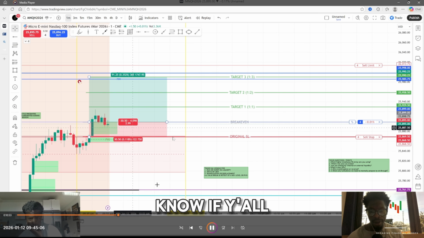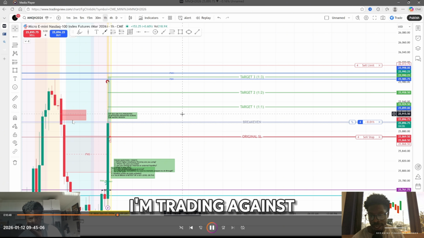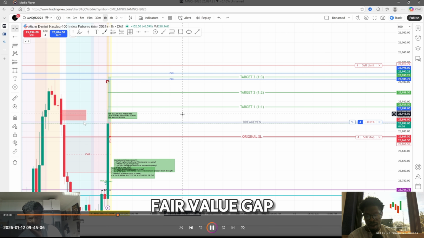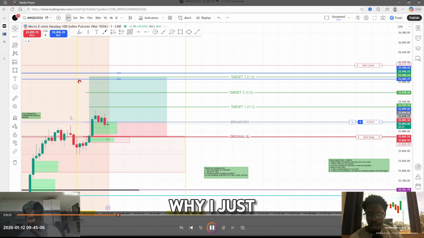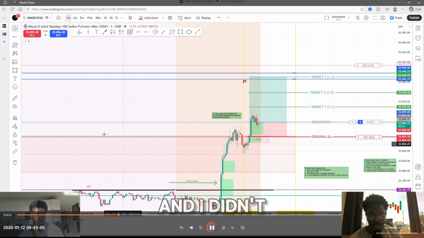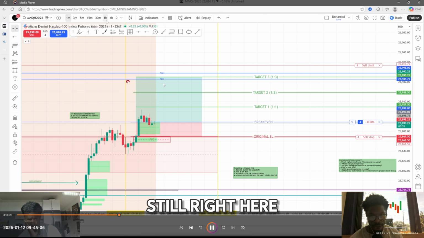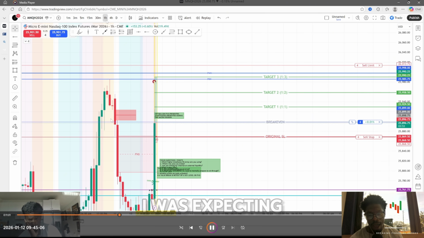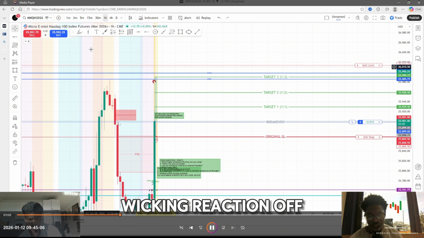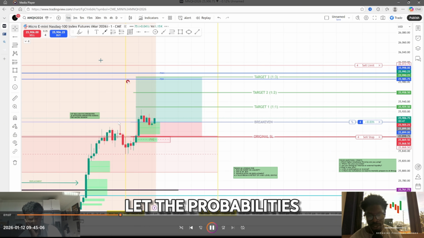So I don't know if y'all noticed, right now I'm trading against a bearish hourly fair value gap. The only reason I let the trade run and didn't just close it was because my draws on liquidity are still right here. I was expecting to lose once I saw this bearish wicked reaction off of it, but I said okay, I'm just gonna let the probabilities play out.